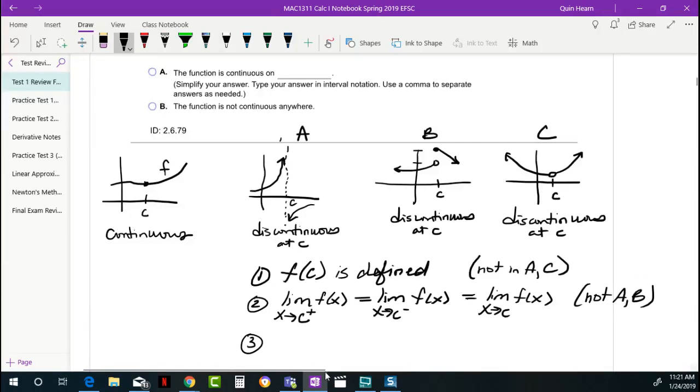And then the third condition that has to hold in order for everything to work out is that the function value you found has to be equal to the limit value that you found.